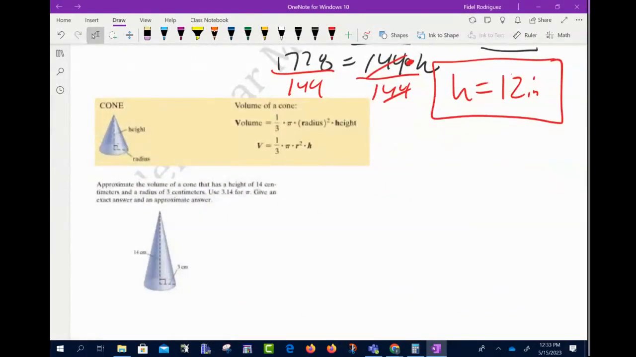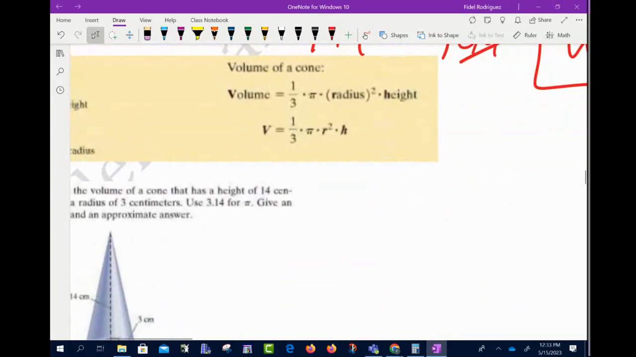So take a look, y'all. The next one here, I have the volume of a cone. The formula for the volume of a cone, I'm going to zoom in so we can see this real quick, y'all. Look, the formula says 1/3 times pi times r squared times h.